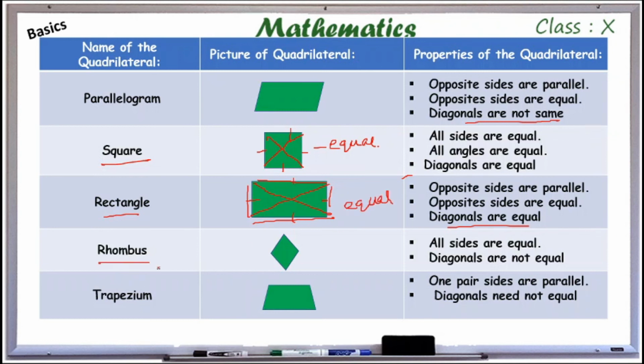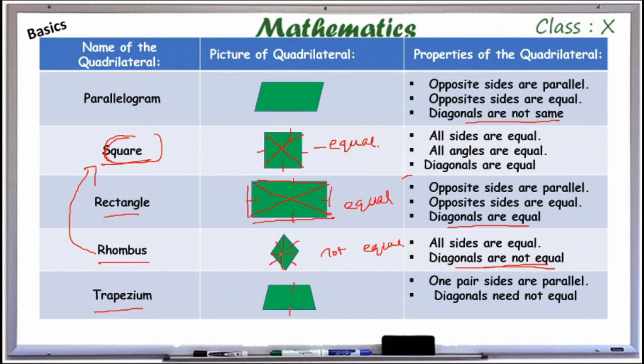And for a rhombus, all sides are equal. Also for a square we have four sides equal, but diagonals are not equal in a rhombus. These diagonals will not be equal. If the diagonals become equal in a rhombus, it will become a square. So the difference between a square and a rhombus is that diagonals are not equal for a rhombus and diagonals are equal for a square.